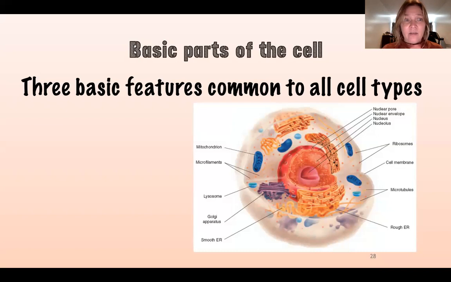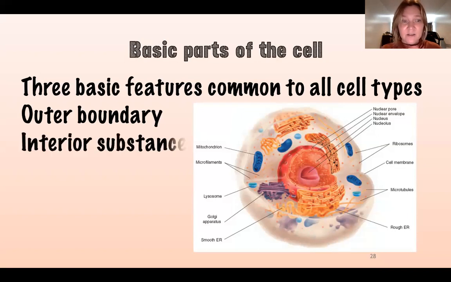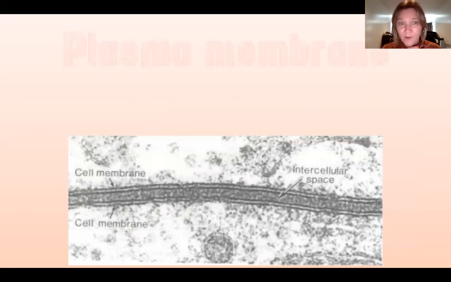And the three basic features that you find in all cell types is an outer boundary, an interior substance, and a control region. Now, when I say all cell types, I mean for both prokaryote and eukaryote, okay? So all cells, whether it's pro or eukaryote, have an outer boundary, an interior substance, and a control region. So I want to go through each of these 3 parts with you now.